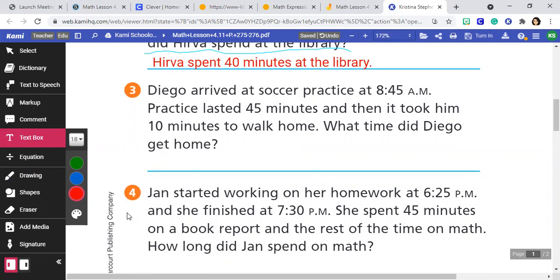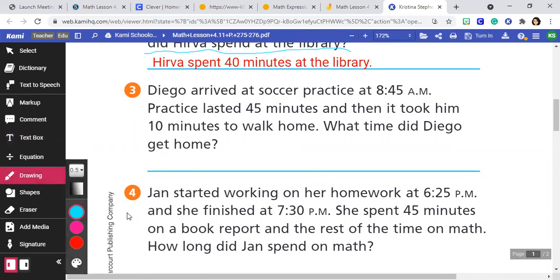All right, number 3. Don't forget, you can pause and start at any time. Diego arrived at soccer practice at 8:45 a.m. Practice lasted 45 minutes, and then it took him 10 minutes to walk home. What time did Diego get home? Same strategy that I'm going to use.